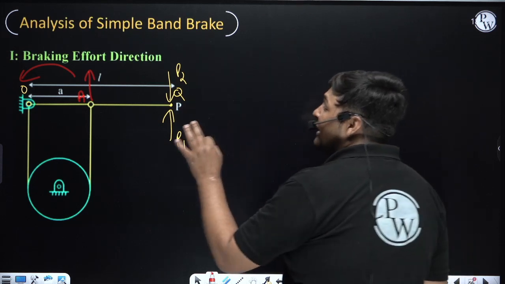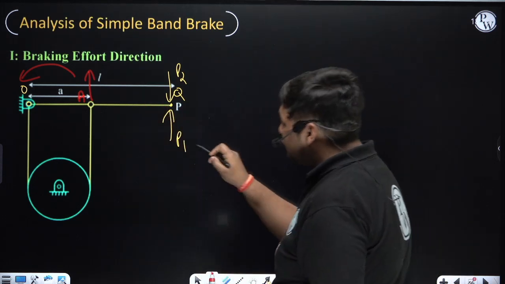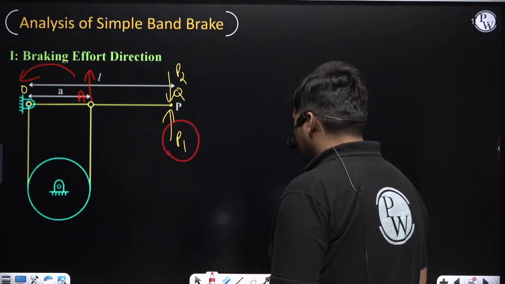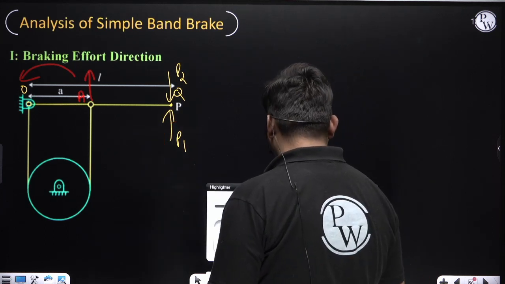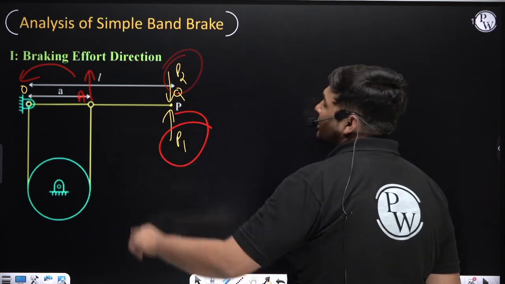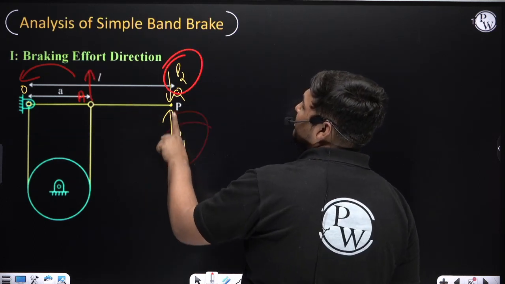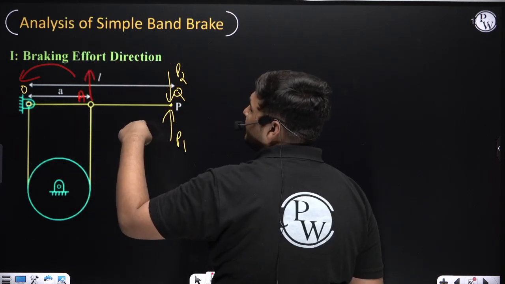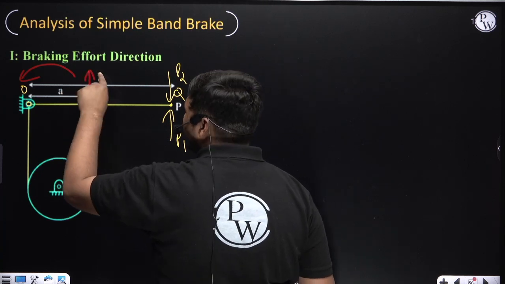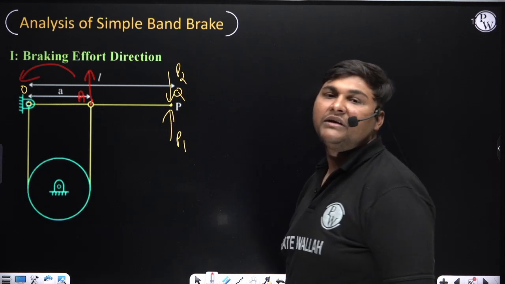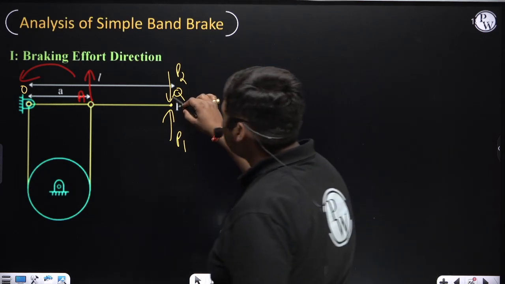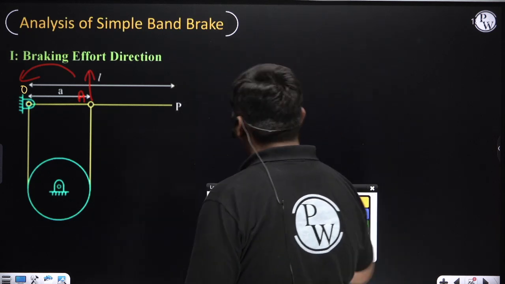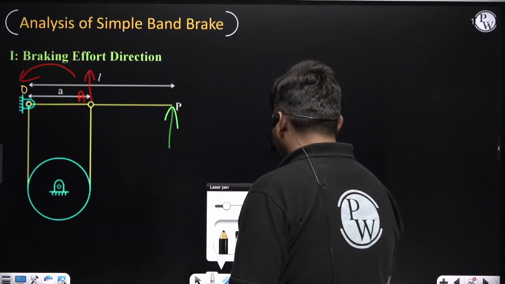Now to rotate the lever about the fulcrum in anti-clockwise direction, what effort do we need to apply, P1 or P2? To rotate this lever in anti-clockwise direction, the direction of effort should be P1, because it will try to rotate the lever in anti-clockwise direction, move point A upward and try to elongate the band, means the band will be in tension. So to ensure this band is in tension, the direction of braking effort will be P1. This will be the direction of braking effort.